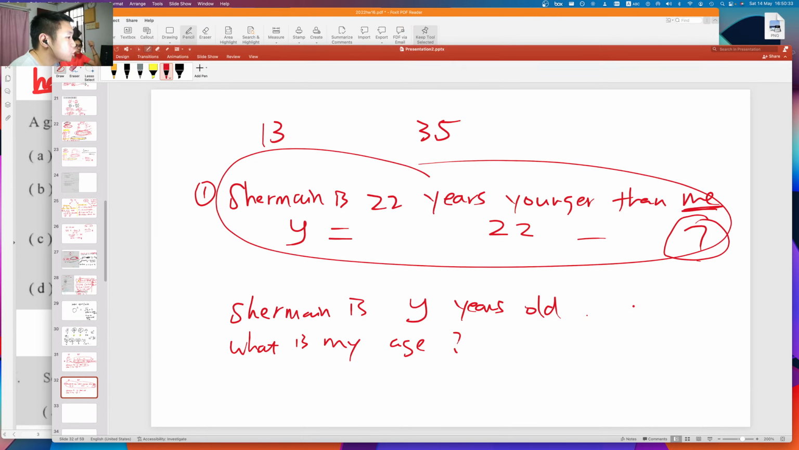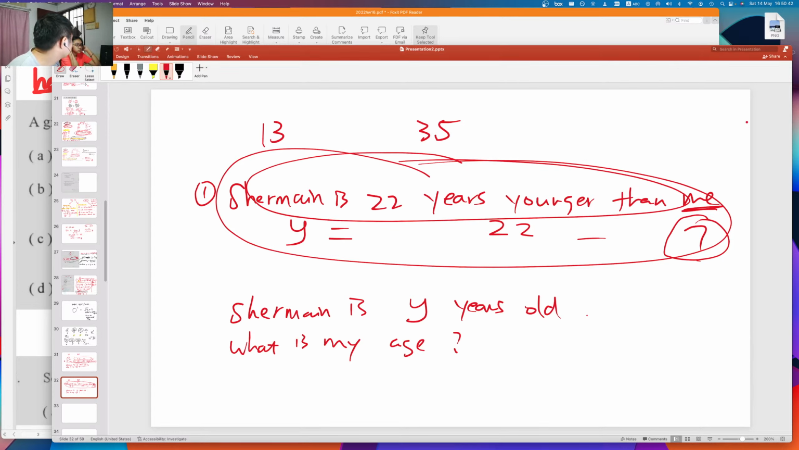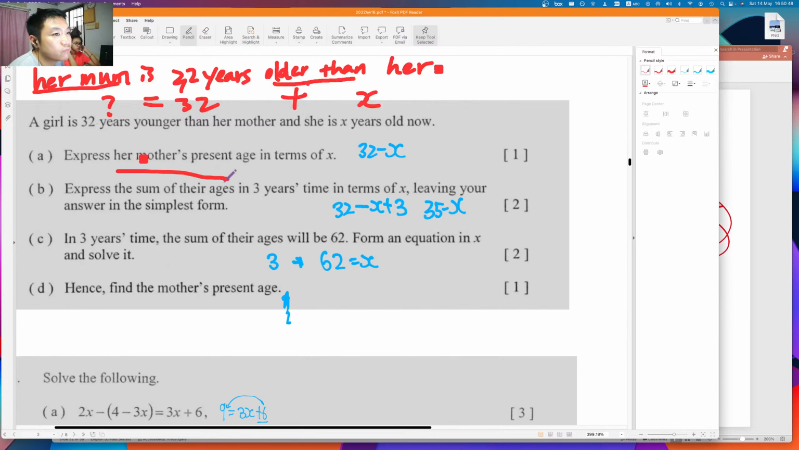So you always choose the one that is easier. But over here, the question is given in this format: Charmaine is 22 years younger than me. So you need to rephrase it. You need to rephrase this question first. A girl is 32 years younger than her mother. So that means her mother is 32 years older than her. Understand? So once you rephrase it, her is X, 32 is older, so it's 32 plus X.